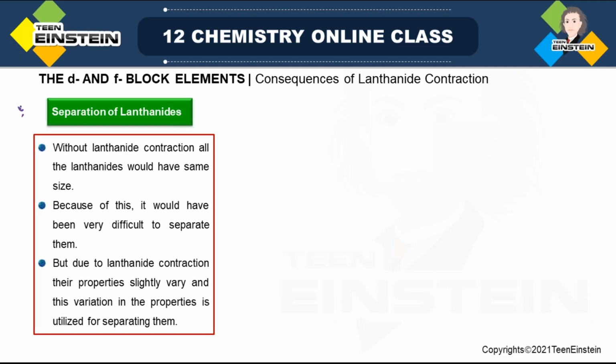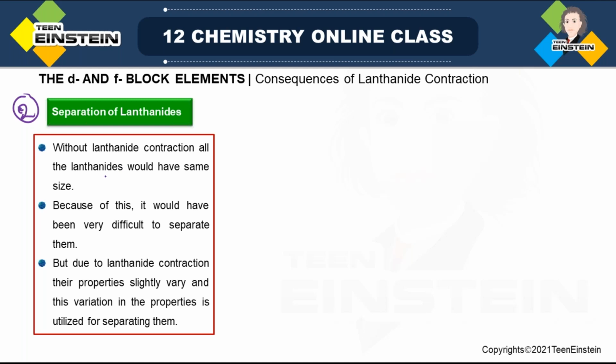Separation of lanthanides. Suppose there is no lanthanide contraction and all these elements have the same size because they are placed in the same group, same period. Then what will be the problem? When you try to separate the mixture of lanthanides, you will not be able to do so, because if there is no difference in size, it is difficult to separate them.